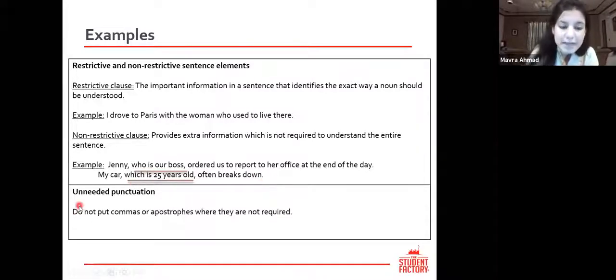Lastly, unneeded punctuation. Do not put commas or apostrophes where they are not required. This is also very important कि हमें पता हो कि हमें apostrophe और commas को कहाँ use करना है और कहाँ नहीं करना है, right? Okay.